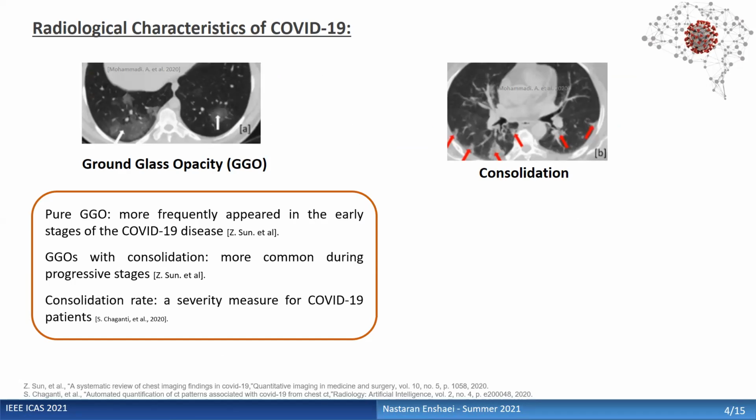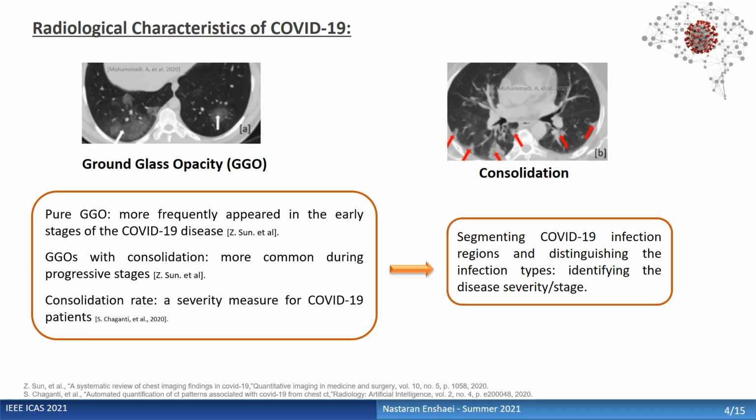Radiological studies indicate that pure GGO appears more frequently in the early stages of the disease, while the appearance of GGOs with consolidation is more common during the progressive stage. Also, the infection and consolidation regions over the lung volume can be used as COVID-19 severity measures. Therefore, segmenting COVID-19 infection regions and distinguishing the infection types can help identify the disease severity and stage.